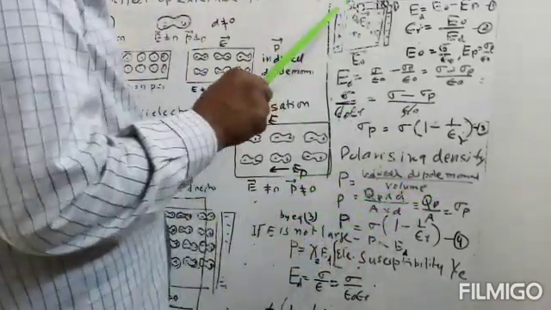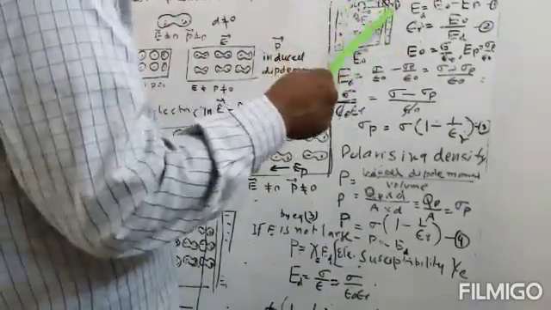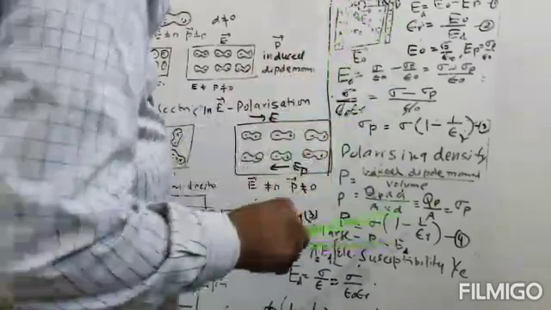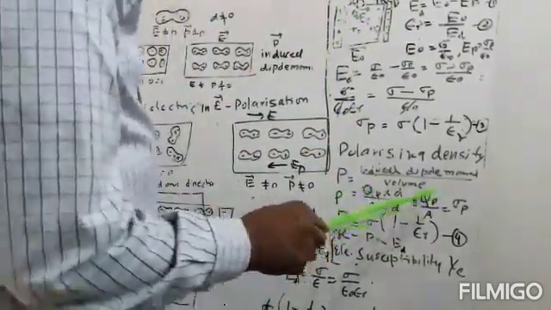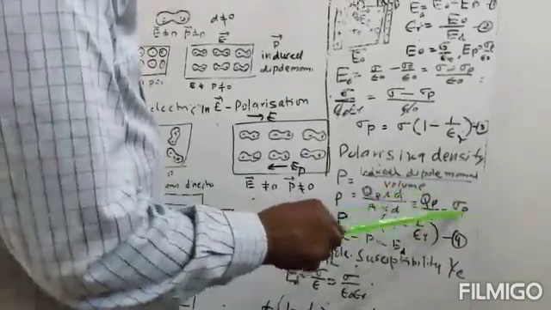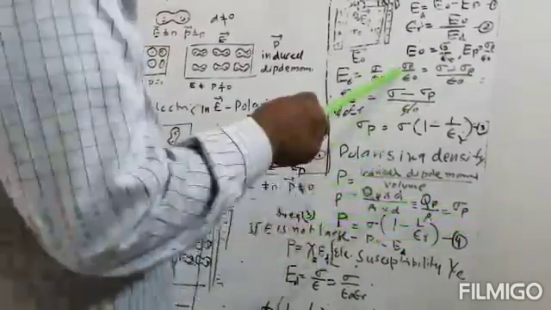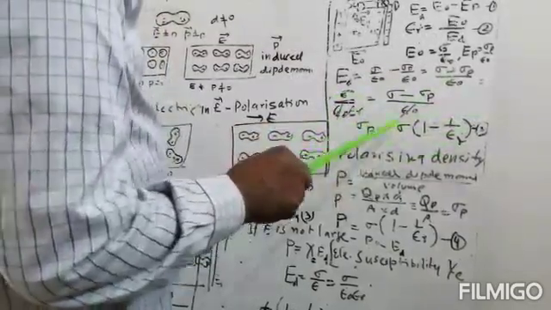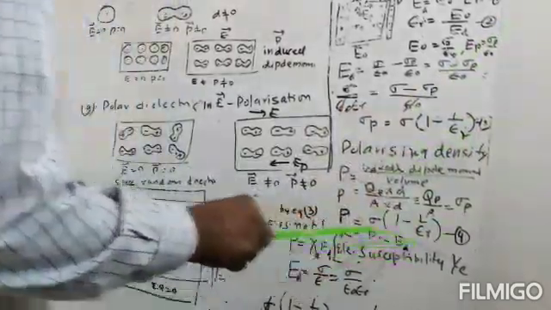What will be the volume? Volume will be this distance d and the area of cross section A. So A into d, we divide it here. So P will be equal to Qp by A, and Qp by A is the charge density due to polarization. So sigma P is equal to P. Here we put the value of sigma P from this relation. So P will be equal to sigma into 1 minus 1 by epsilon r.